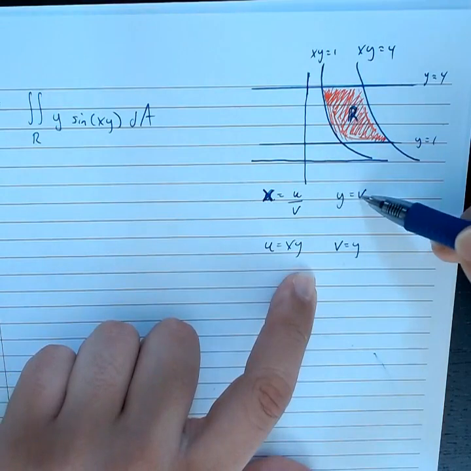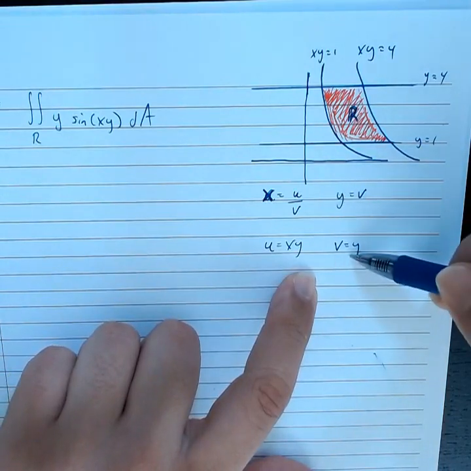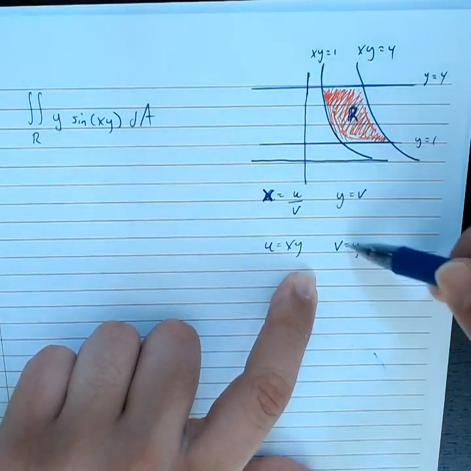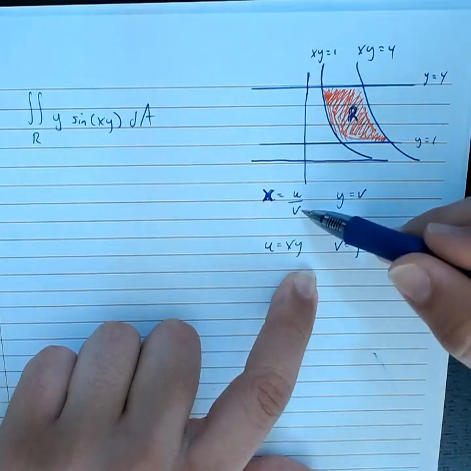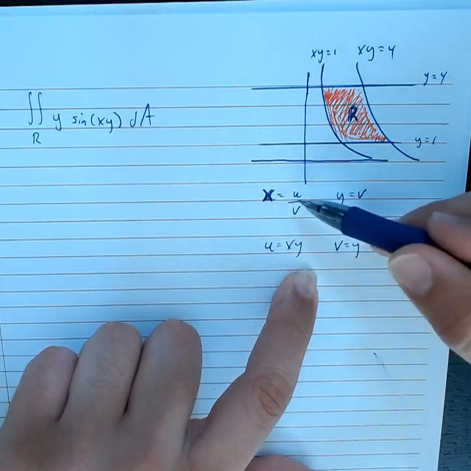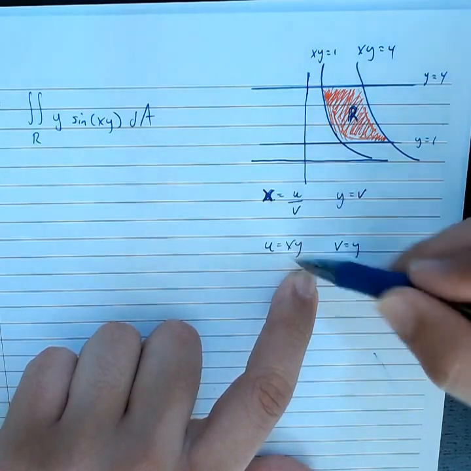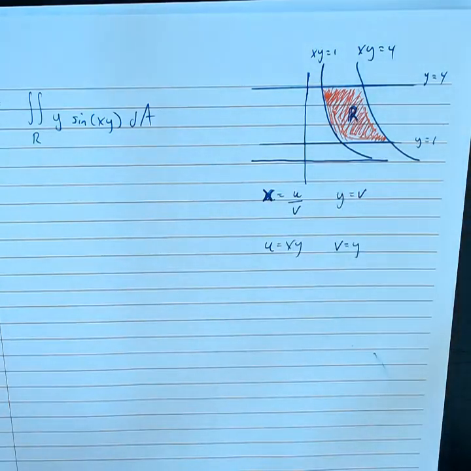If v is equal to y, then y is equal to v. And if I just plug this in over here, that becomes a y. u over y is equal to x. So multiply that over to the other side, and now u is equal to x times y. So those are our substitutions.